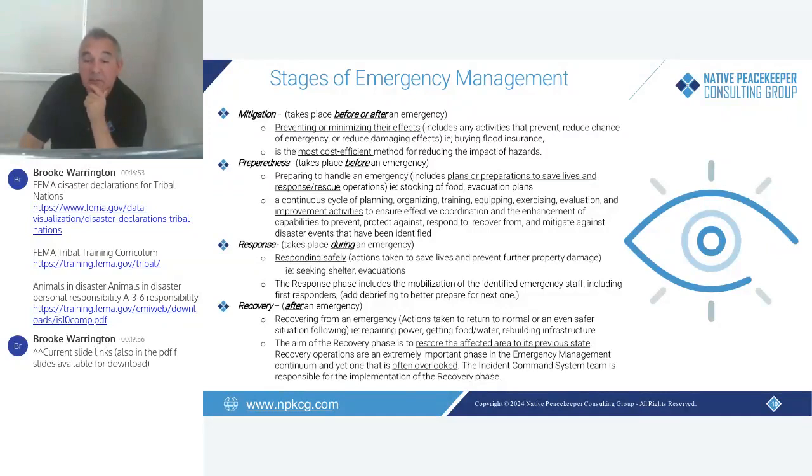Mitigation is anything that prevents or minimizes the effect of the hazard or emergency, like buying flood insurance. Preparedness is what you're doing before, preparing to handle it: plans or preparation to save lives and for rescue. Response is when you want to respond safely, maybe seeking shelter or evacuating. It also includes the mobilization of emergency staff that you may have thought you could depend on, knowing that they're going to be busy, so you have to have a plan B.